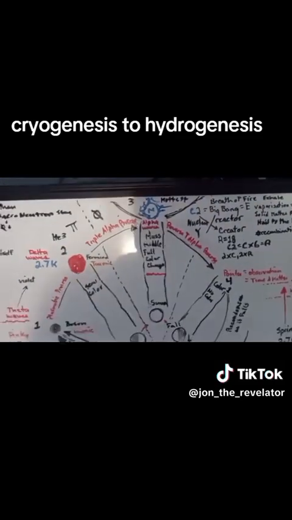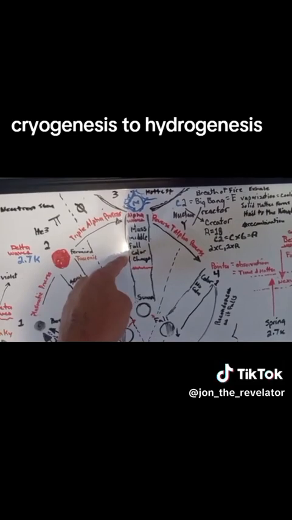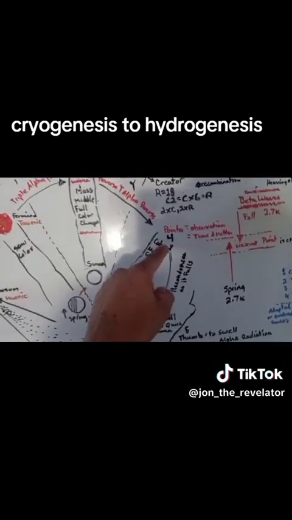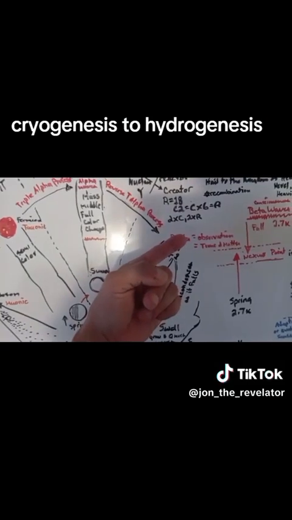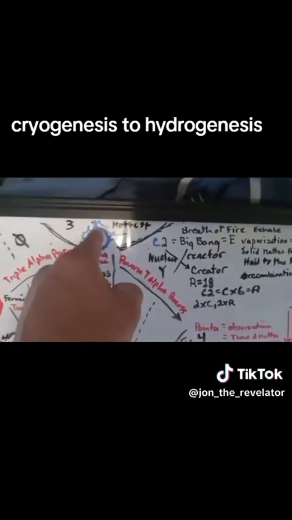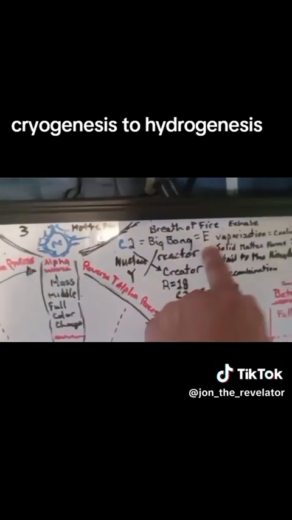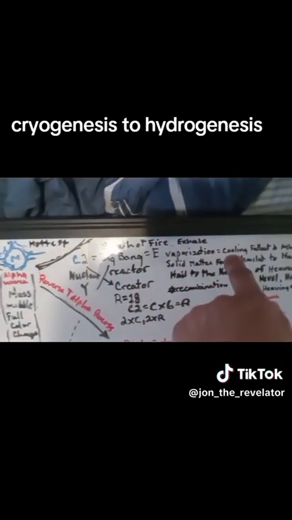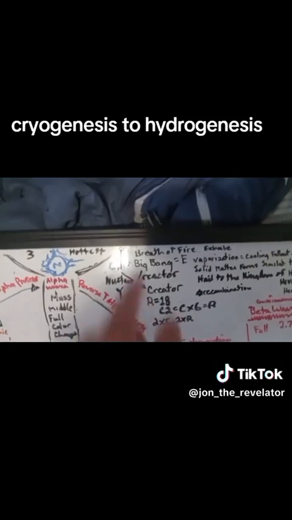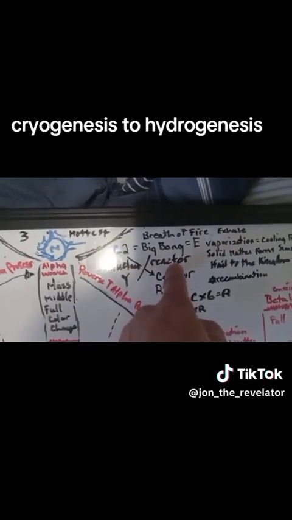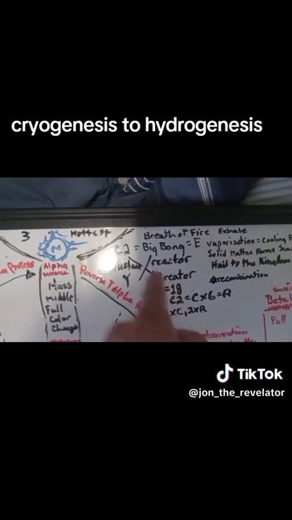The mass, the middle, full color charge. And now a reverse triple alpha process happens. And this is the pointer finger. This is stage 4, observation, time, matter. So mass times C2 equals the Big Bang, which is E: vaporization, cooling, fallout, and ashes. The breath of fire, exhale. It's a nuclear reactor. Take the C, you have 2C, which is creator.